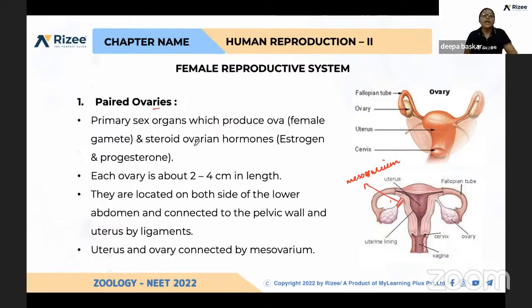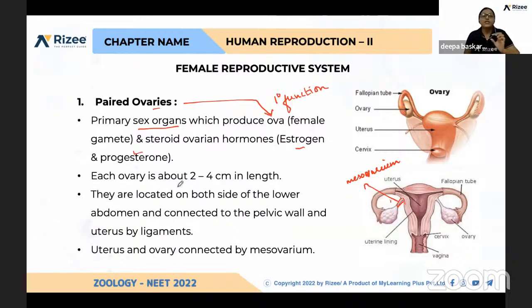So these ovaries are considered primary sex organs, as testes are considered primary sex organs in male. So what is the role of these ovaries? They produce ova. The primary function of the primary female sex organ, the ovaries, is to produce ova, which is considered the female gamete. And again, they produce ovarian hormones. They are steroid in nature, derived from cholesterol. Estrogen and progesterone are the 2 important hormones produced by the female reproductive system.